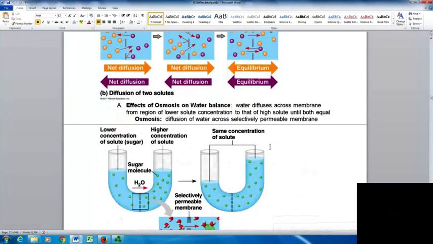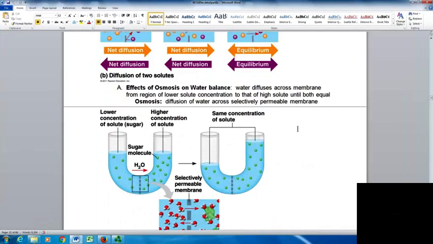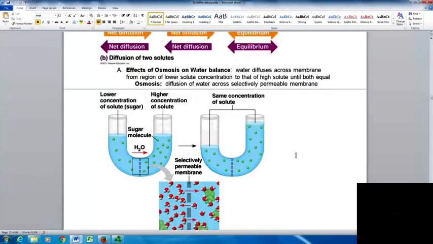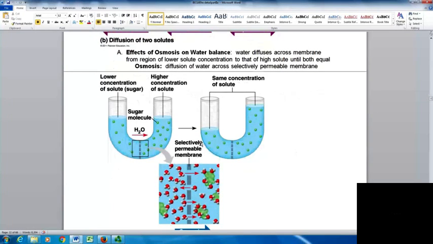So when we look at the effects of osmosis on water balance, water is going to diffuse across a membrane from a region of lower solute concentration to that of higher solute concentration. So in this example here, we've got a selectively permeable membrane, but we have these sugar molecules that are too large to cross through the membrane. So what's going to happen is you're going to have osmosis, where you'll have diffusion of the water move across this membrane. Here on the right, you can see that there's a higher sugar concentration than on the left. What's going to happen is the water from the left is going to move over to the right to dilute that sugar.